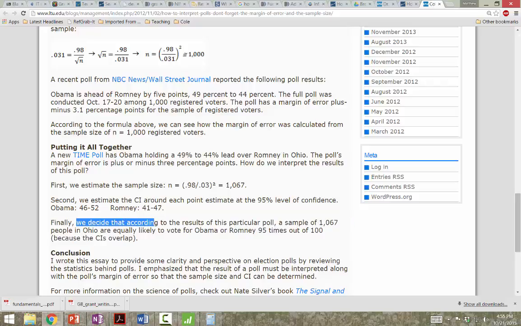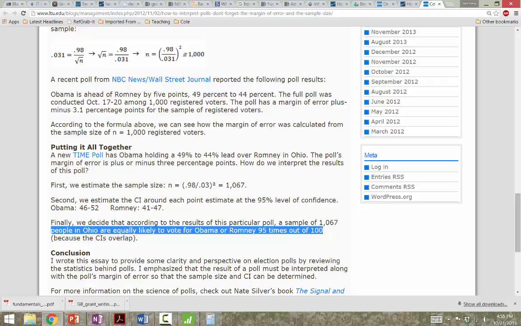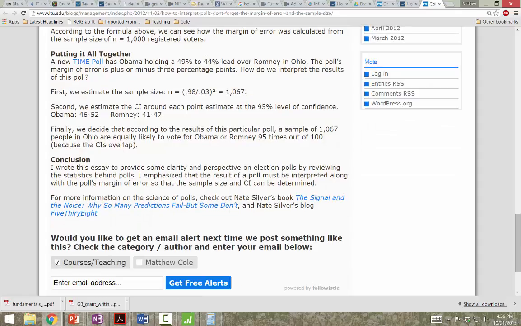We decide that according to the results of this poll, a sample of 1,067 people are equally likely to vote for Obama or Romney 95 times out of 100. Why do we say equally? Because the confidence intervals overlap, right? 46 to 52 contains numbers that overlap with 41 to 47. What numbers overlap? The 46, the 47. So that's all you have to do.